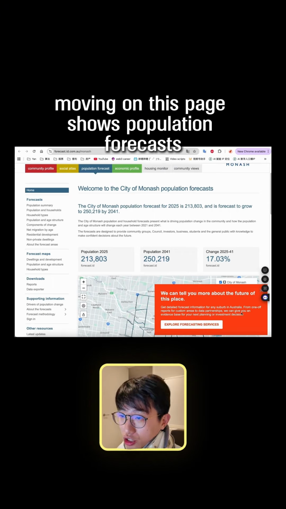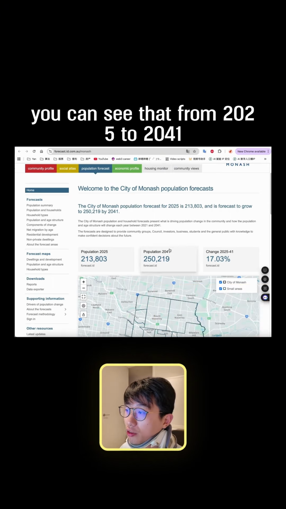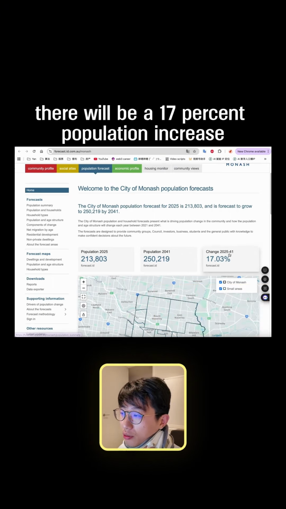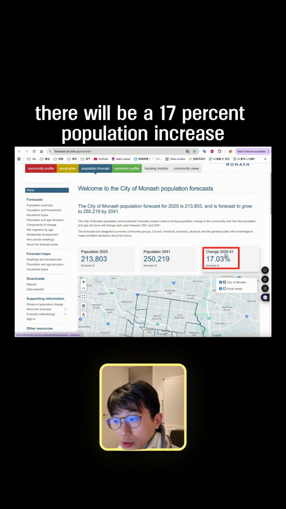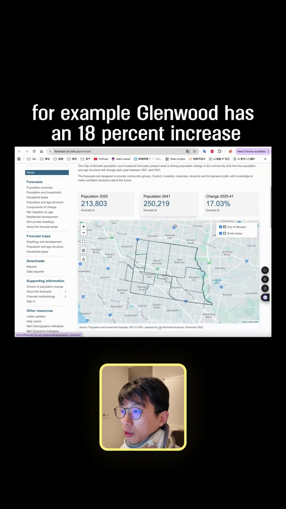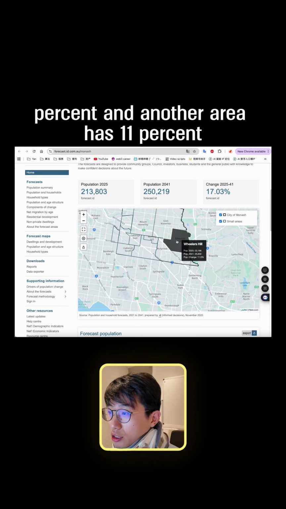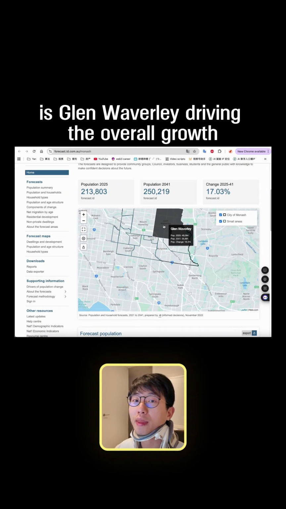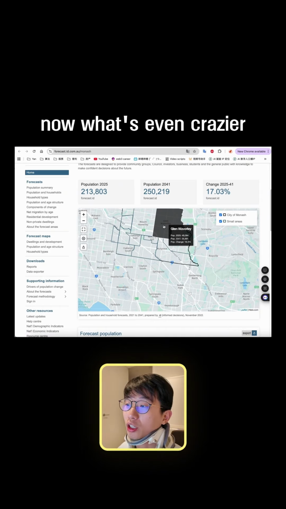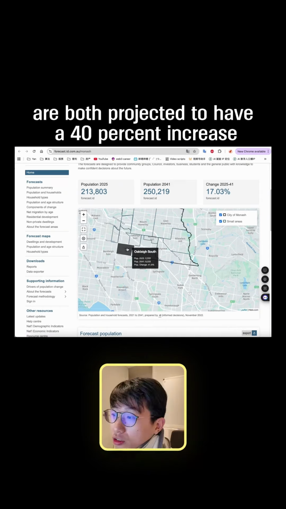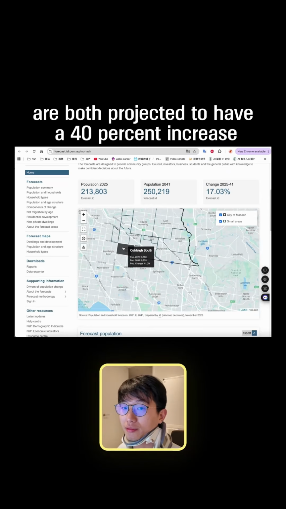Moving on, this page shows population forecasts. You can see that from 2025 to 2041, there will be a 17% population increase. You can even look up specific areas. For example, Glenwood has an 18% increase, Mount Waverley has 13%, and another area has 11%. Is Glen Waverley driving the overall growth? Now, what's even crazier, Oakley and Oakley South are both projected to have a 40% increase.